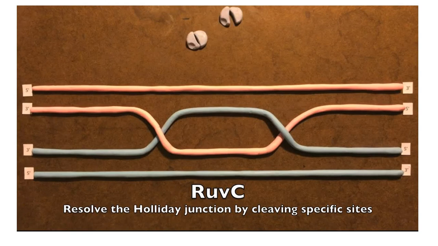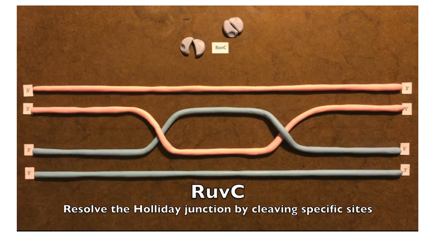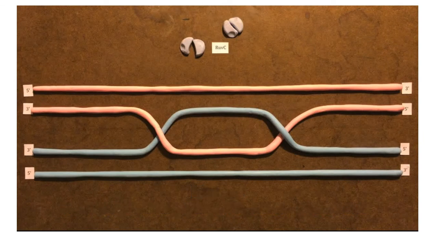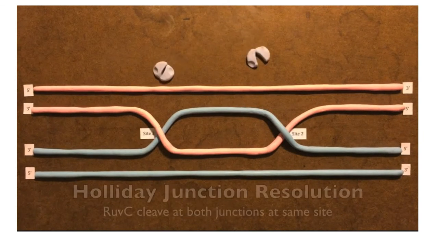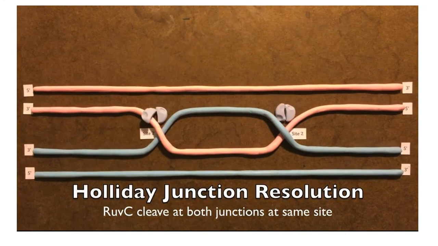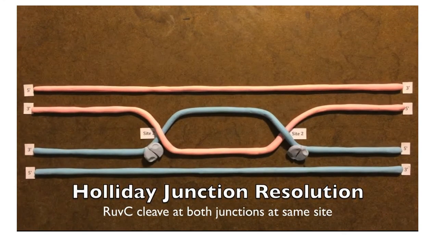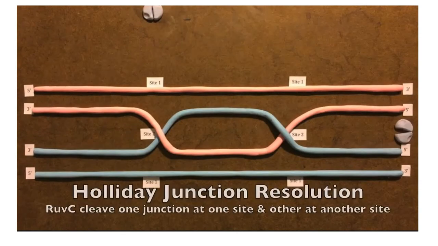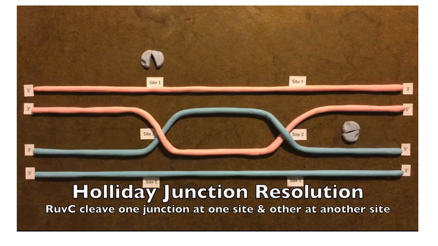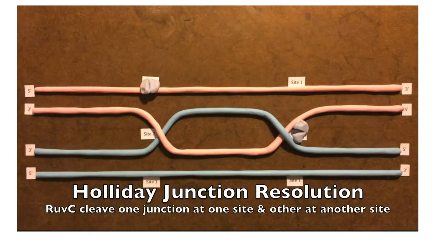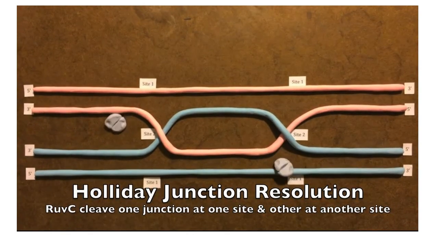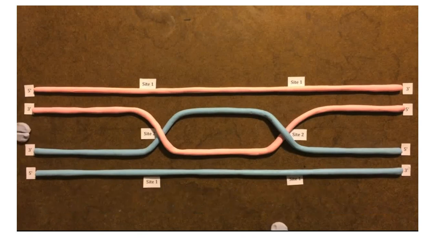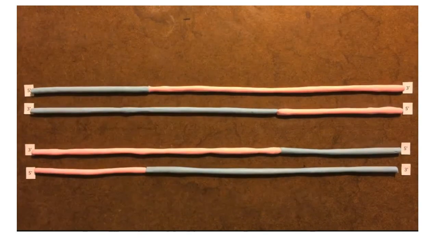The Holliday junction is resolved with a dimeric protein called RuvC. It recognizes and binds to the junction. It cleaves the 2 homologous DNA strands that contain the same polarity. RuvC can cleave both junctions at the same time. The strands are ligated to create patches. RuvC can also cleave one junction at one site and the other junction at another site. Splices are formed.